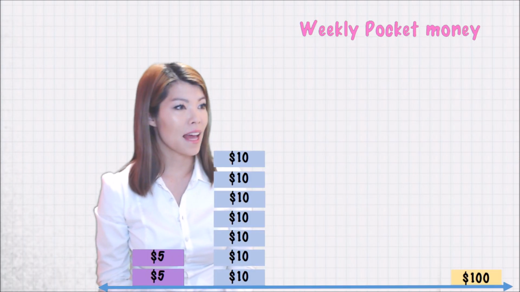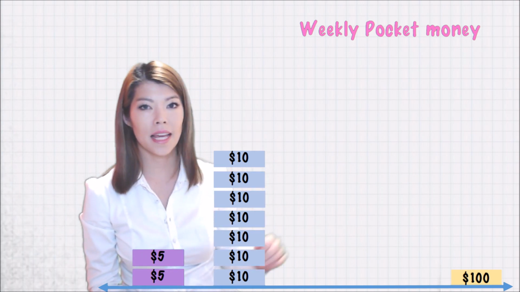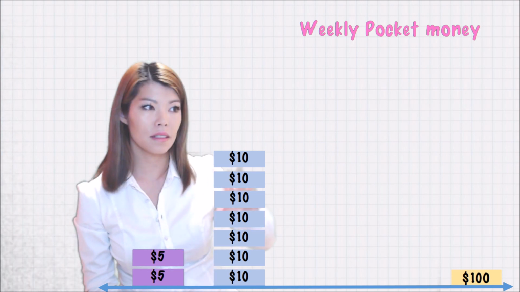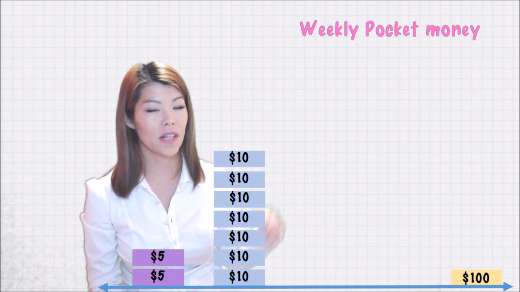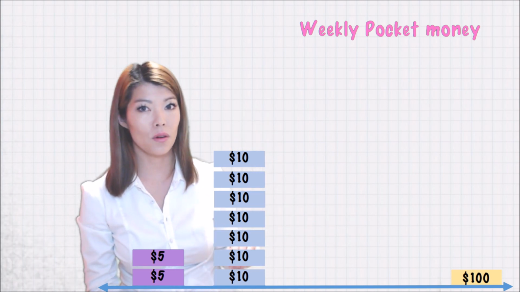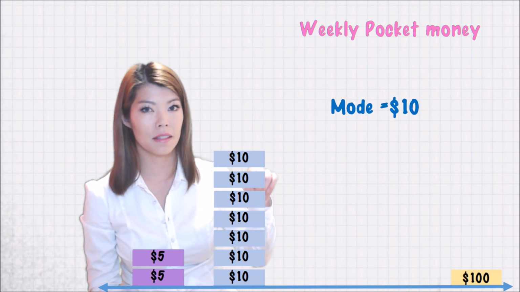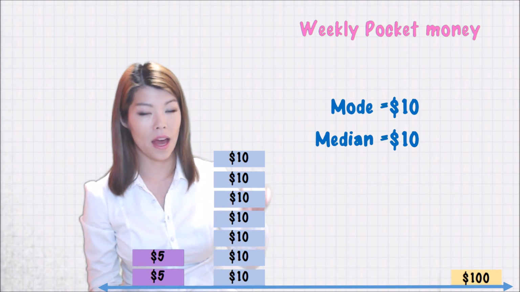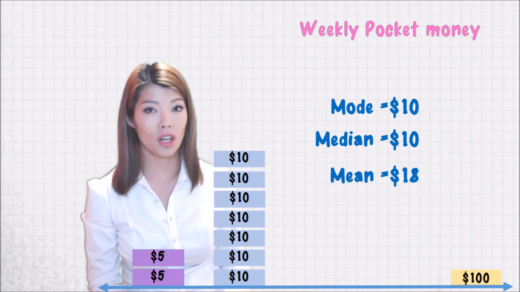Let's have a look at this example where I have the pocket money that 10 of my students receive a week. So there are 2 students who receive $5, most of them receive $10, and there's one kid who receives $100 a week. We can clearly see that the most common number, or the mode, is 10, and the median for 10 values is the 5th and 6th number, which is also going to be 10. But the mean, if you add them all up, there's $180 divided by 10 is $18.